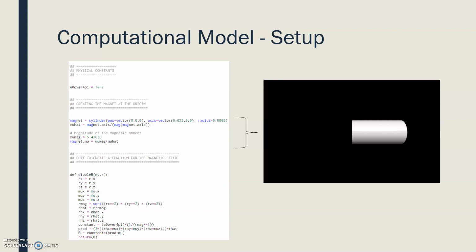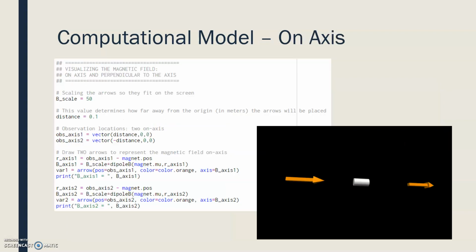When modeling the system on GlowScript, it was first necessary to include physical constants as shown above. I then created a cylindrical object to model the bar magnet. The magnet axis attribute, when multiplied by the magnitude of the previously calculated magnetic moment, derives the value assigned to magnet.mu. I then created a dipole B function which calculates the magnetic field of the bar magnet given 2 vectors, magnetic moment and distance. Afterwards, I began to model the 2 arrows on the same axis as the bar magnet.